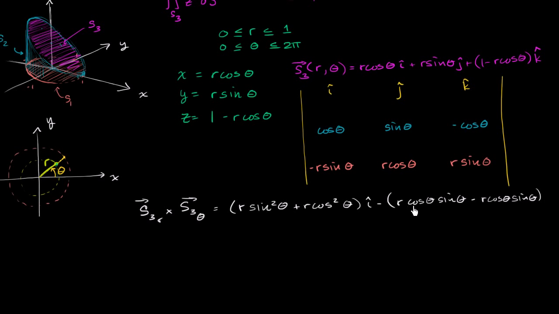Well, this is interesting because these are the negatives of each other. r cosine theta sine theta minus r cosine theta sine theta just evaluates to 0. So we have no j component.